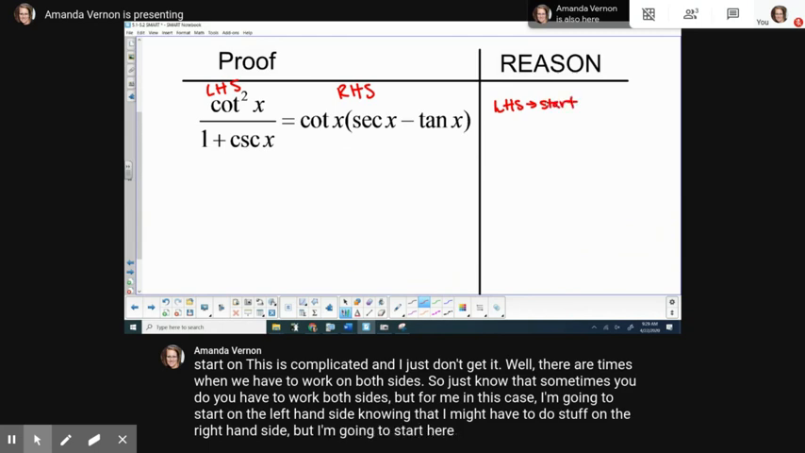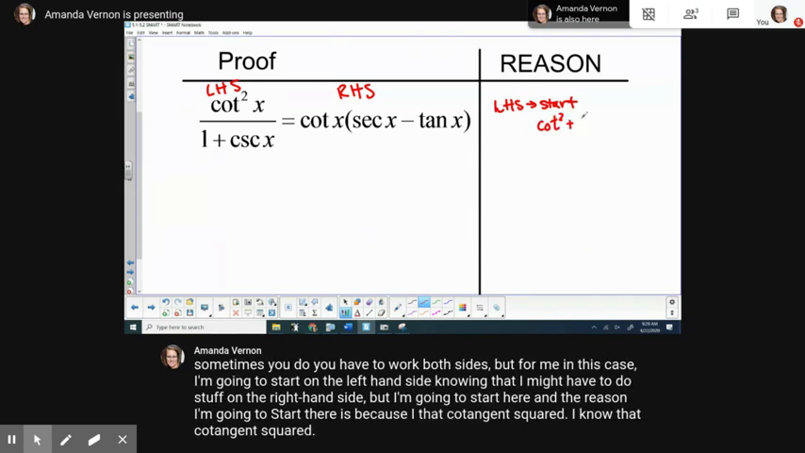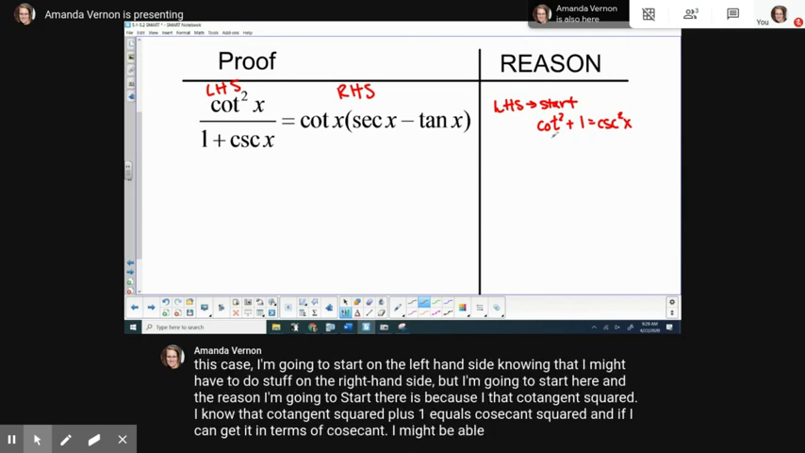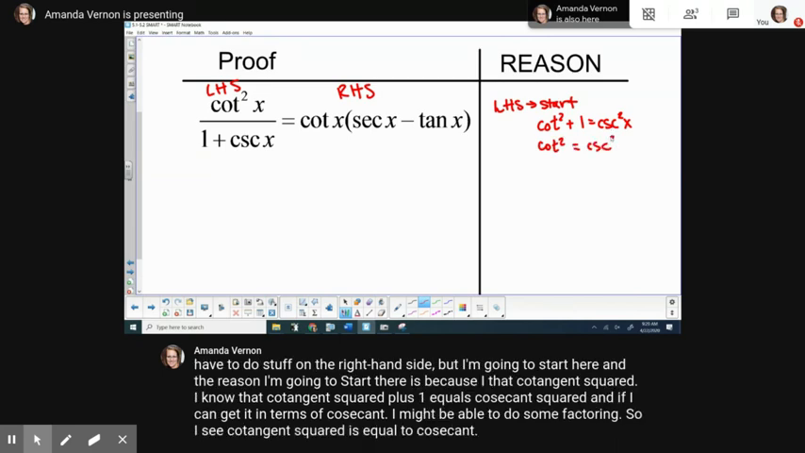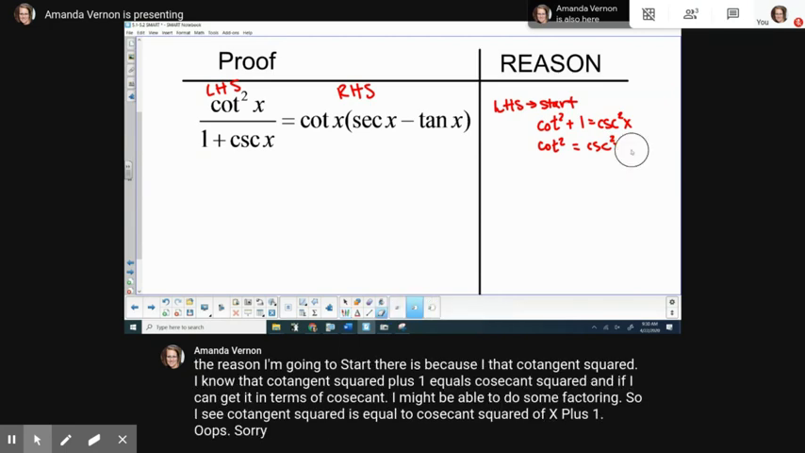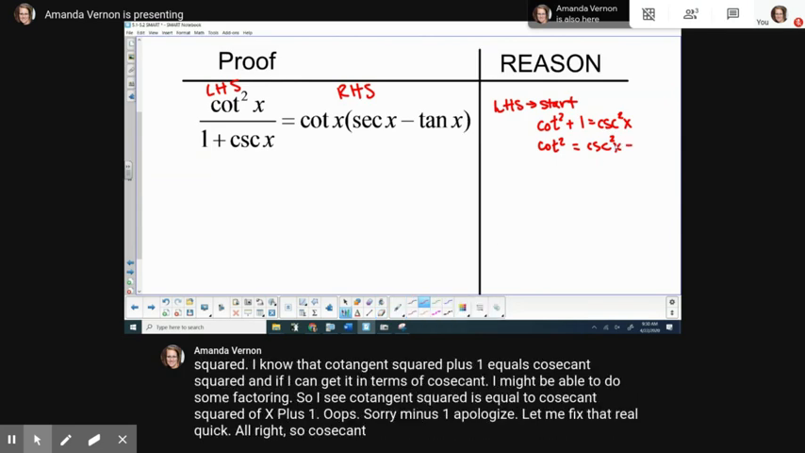And the reason I'm going to start there is because I have that cotangent squared. I know that cotangent squared plus 1 equals cosecant squared. And if I can get it in terms of cosecant, I might be able to do some factoring. So I see cotangent squared is equal to cosecant squared of x plus 1. Oops, sorry, minus 1. I apologize. Let me fix that real quick. All right, so cosecant squared of x minus 1. And so I'm going to replace that on that left-hand side.